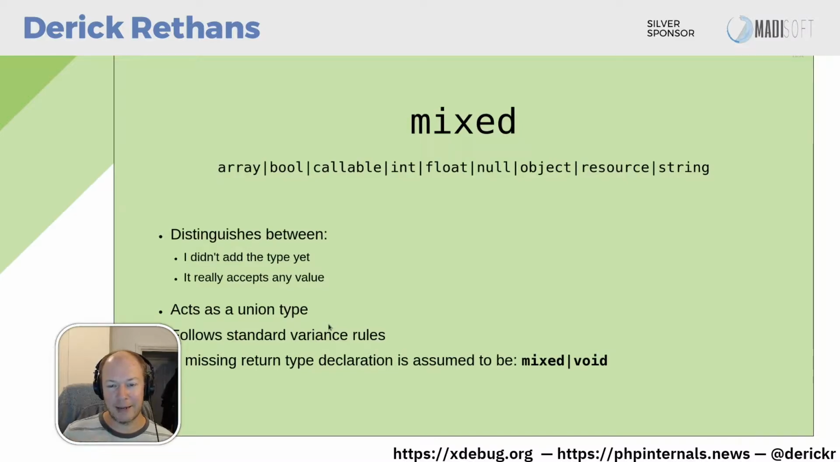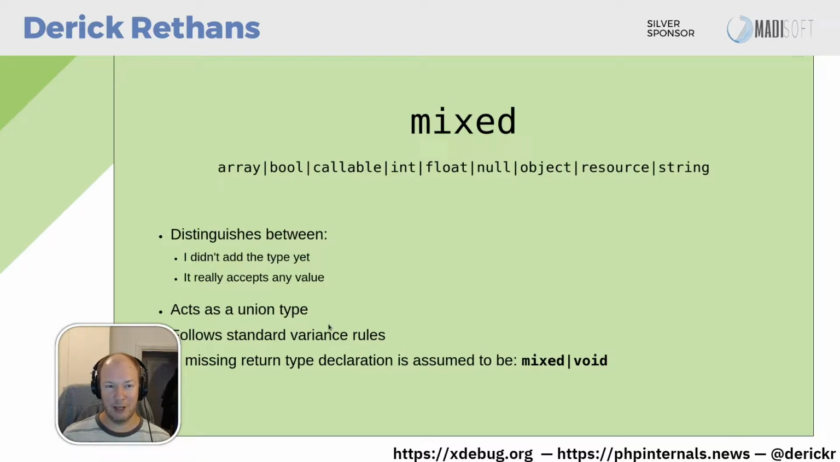Now, PHP 8 also introduces a union type of its own called mixed. And mixed is a type that is the union between array, bool, callable, int, float, null, object, resource, and string. And the reason for adding this type specifically is that it allows you, while upgrading code, to distinguish between I haven't added the type yet, or it really accepts any value.